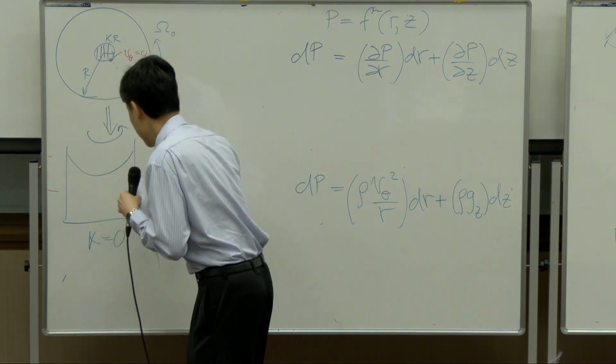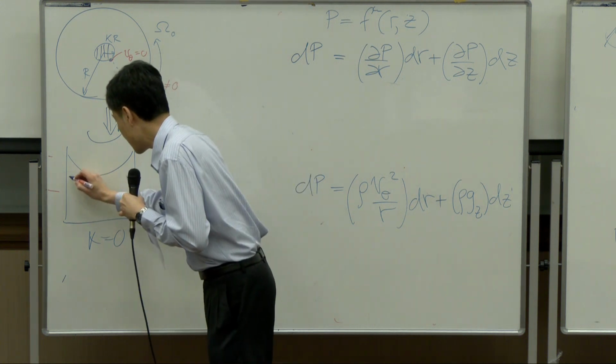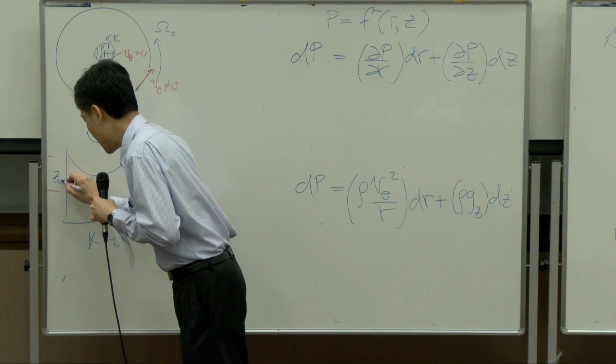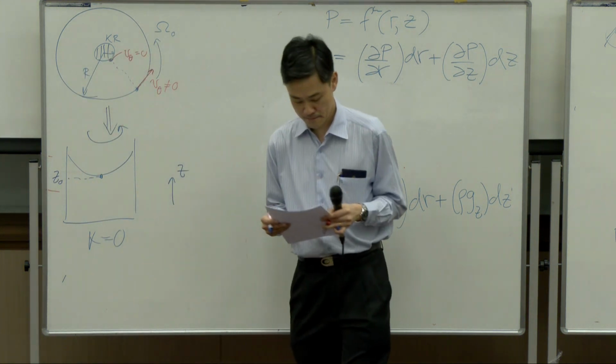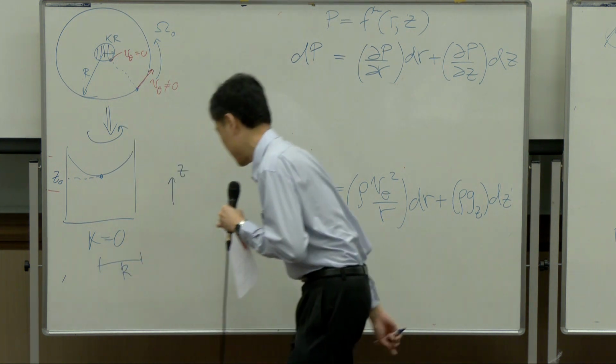If this is the z-axis, and I call this point the bottom point, z0, okay? And the radius is r.